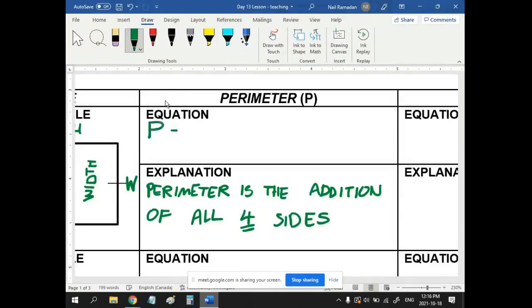Okay, equals. I like to add L plus W plus L plus W. I just get the L's done first. So L plus W plus L plus W. There's an easier way to write this: 2L plus 2W. Much easier than that.